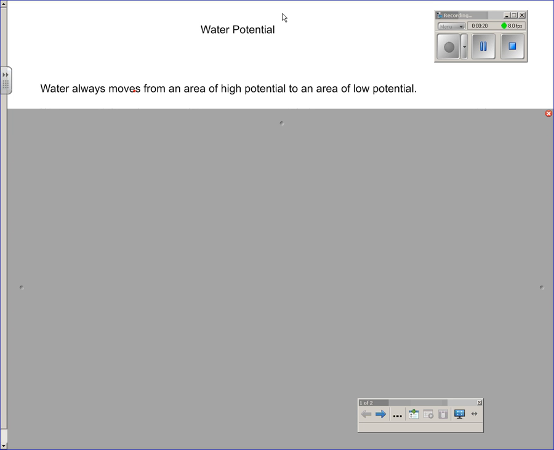With diffusion and indeed osmosis, a lot of times we talk about concentration, right? High concentration to low concentration. That's not necessarily true in this case, okay? Water potential is basically where will water move, okay? And this is like high concentration to low concentration, but there are a certain number of cases where this may not be true.